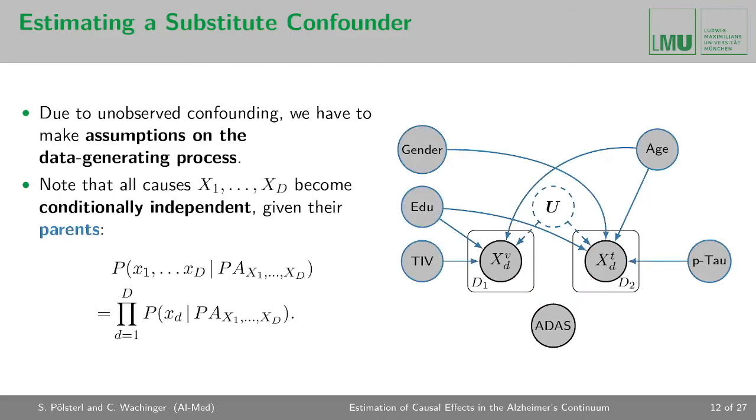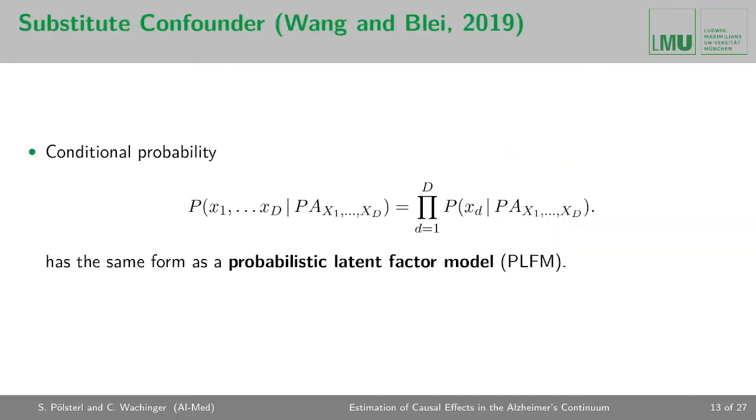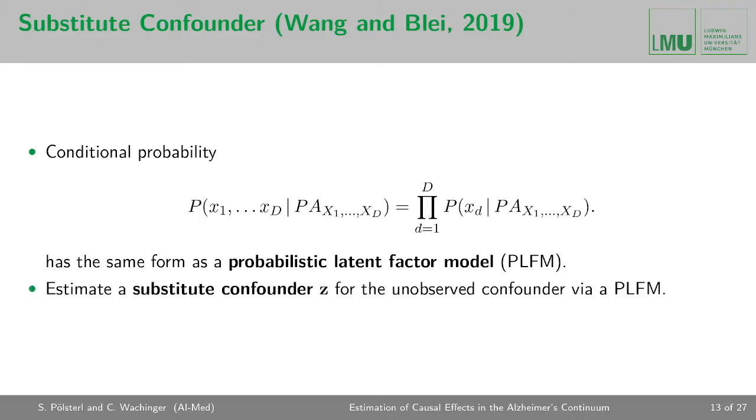To this end, I first want to note that we are interested in multiple neuroanatomical measures, X1 to XD, and not just a single one. Moreover, the combined neuroanatomical measures become conditionally independent given their observed and unobserved parents, marked in blue on the right. The key insight is that this conditional independence, which comes solidly from the causal graph, is identical to the form of a probabilistic latent factor model.